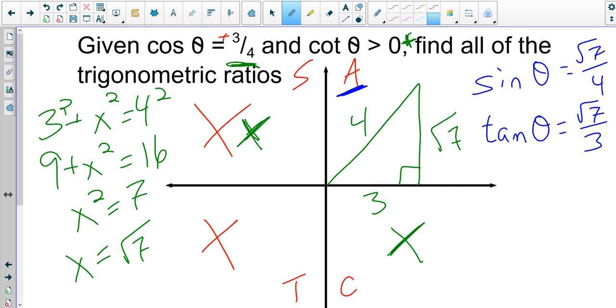The cosecant of theta is the reciprocal of the sine function, so it's hypotenuse over opposite, so that's 4 over the square root of 7, which becomes 4 square root of 7 over 7. The secant of theta is the reciprocal of the cosine, so I simply take the reciprocal of that function there and I would get 4 over 3, or in other words, it's hypotenuse over adjacent.